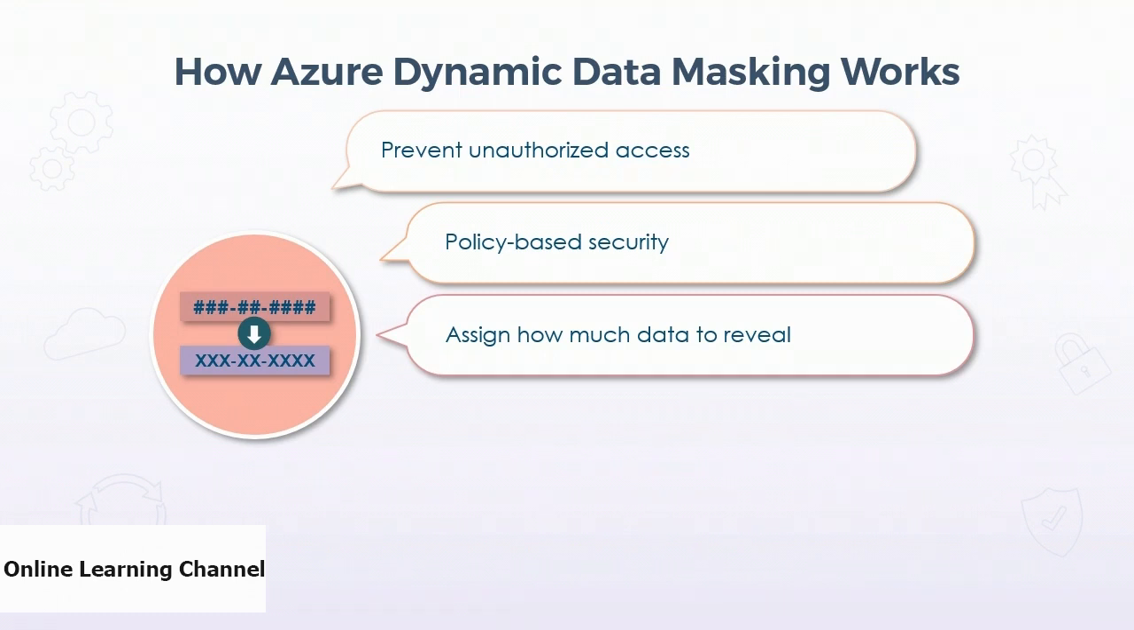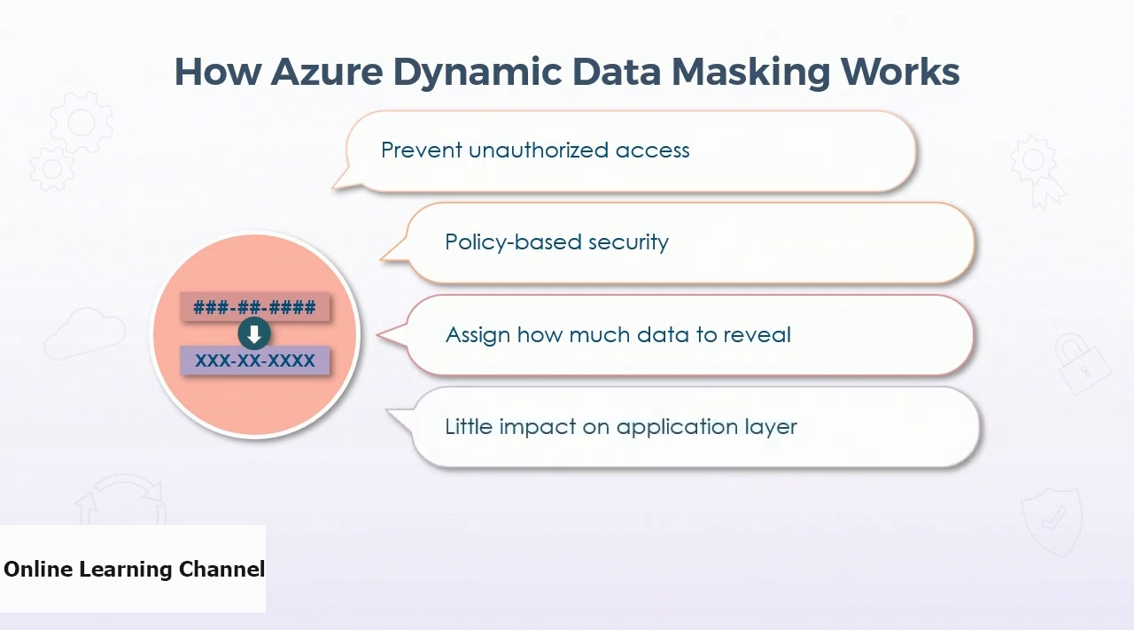But it's important to note that with good policies, there's little impact on the application layer. Applications that use that data will obviously need to see all the data, right? So if you're charging a credit card, you need the whole number, not just the last four digits. So policies will generally allow application identities to view data and therefore make sure that applications aren't affected at all.